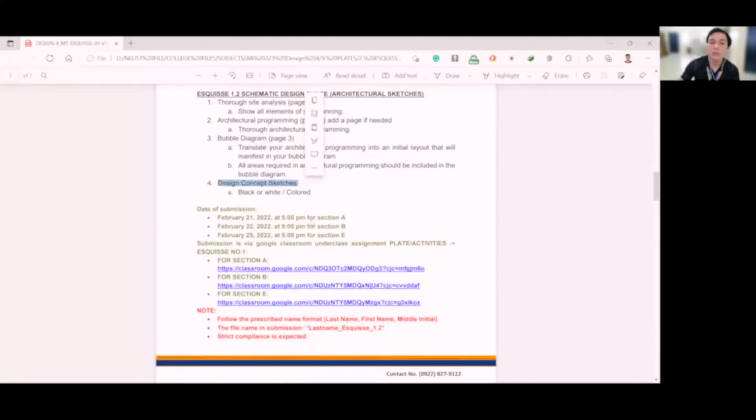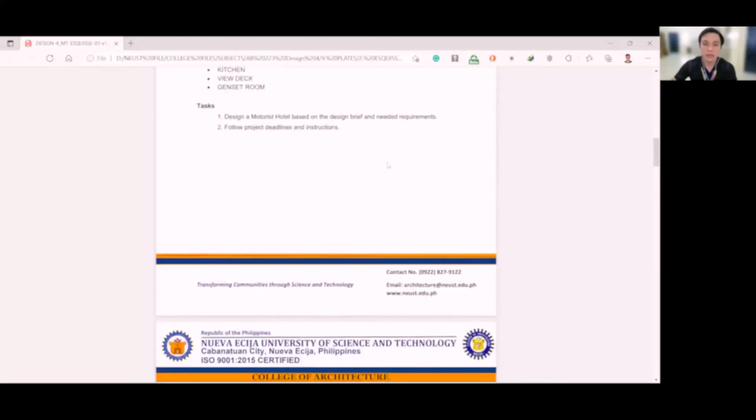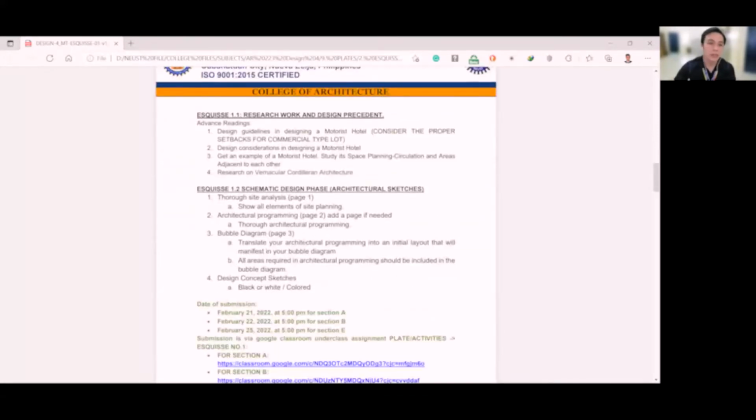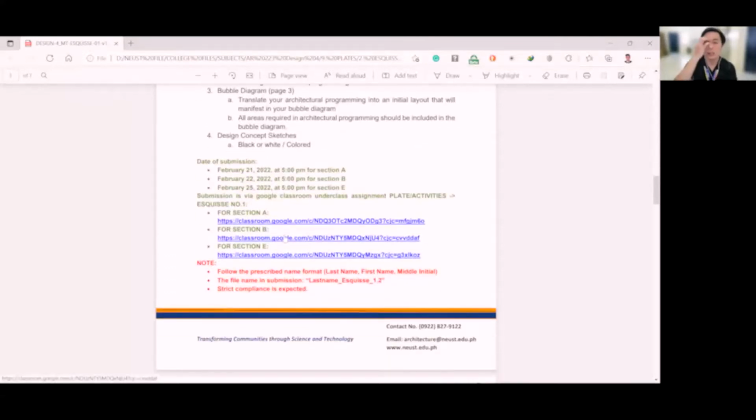Design concept sketches, it could be materials, form concept, where did you get your inspiration from, something about Cordilleran architecture, something about the materials, etc. A brief massing of your structure, so that will also help. So anything that is your first hand concept in the early phase of the design. So for Class E, your deadline will be February 25, which will be next week.